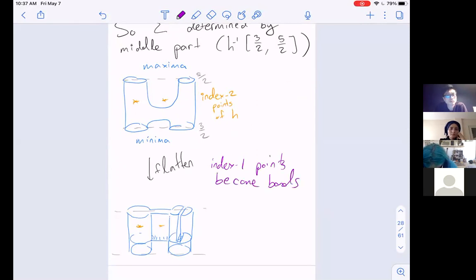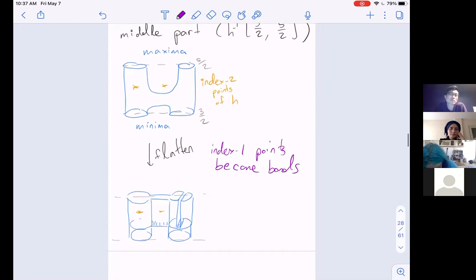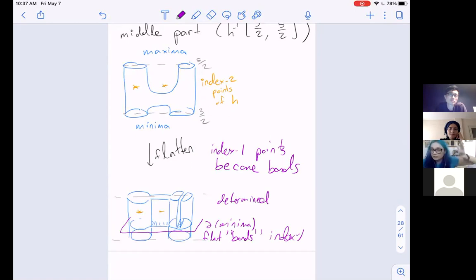Become bands. So now my surface is determined by the boundary of the minimum disks, these flat bands, which are my index 1 points, and the index 2 points of the ambient Morse function, which I'm going to describe by like a Kirby diagram, which sometimes, like if I'm giving a talk in a topology seminar, I do define, but I'm not going to, so I hope that that is cool.